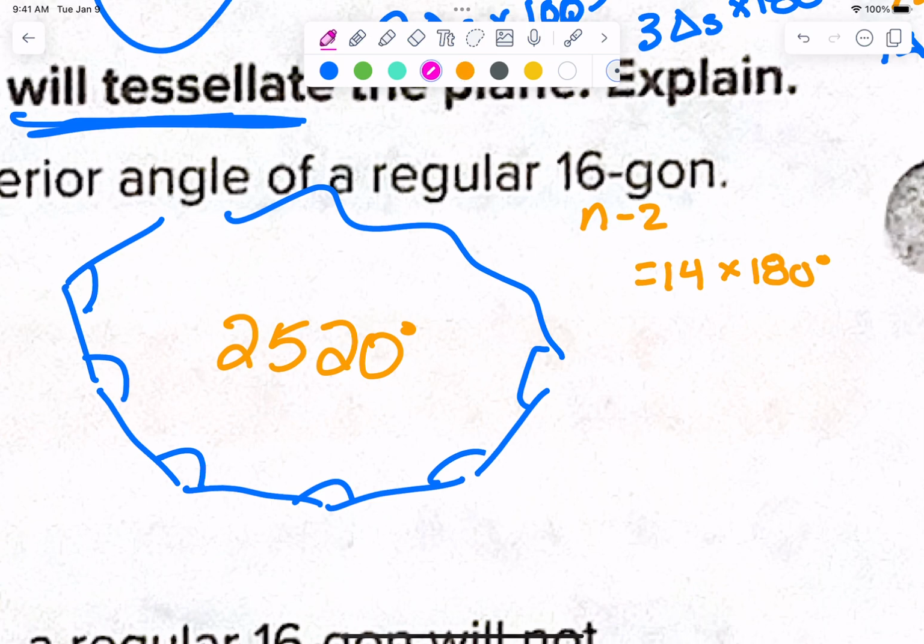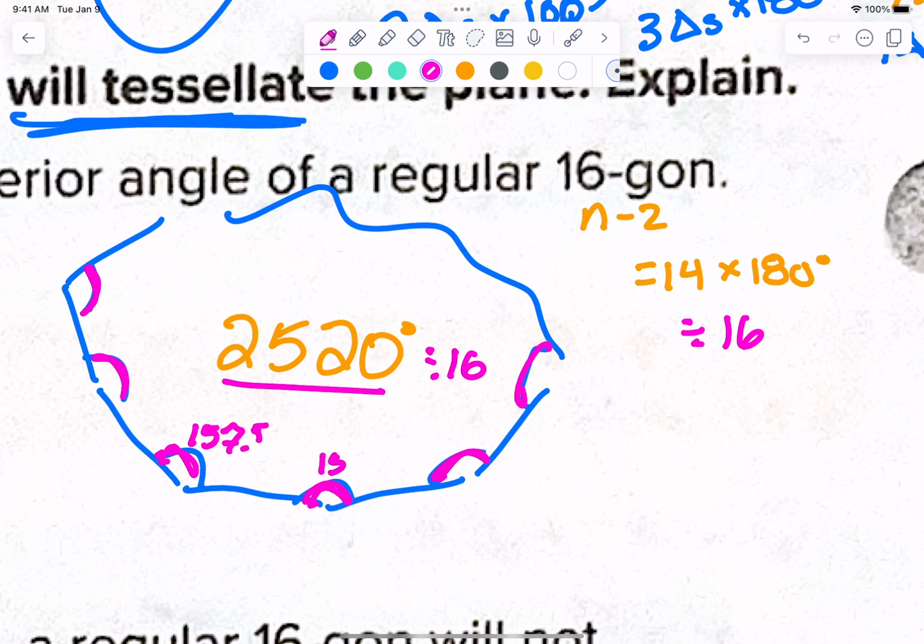Now, how do I figure out what one of these angles is? You divide. Divide by 16 or 14? 16. We're going to divide it by 16. So 14 triangles, but we're dividing by 16 because there's 16 angles. What is 2520 divided by 16? 157.5. Each one of these angles is 157.5, all the way around, right?